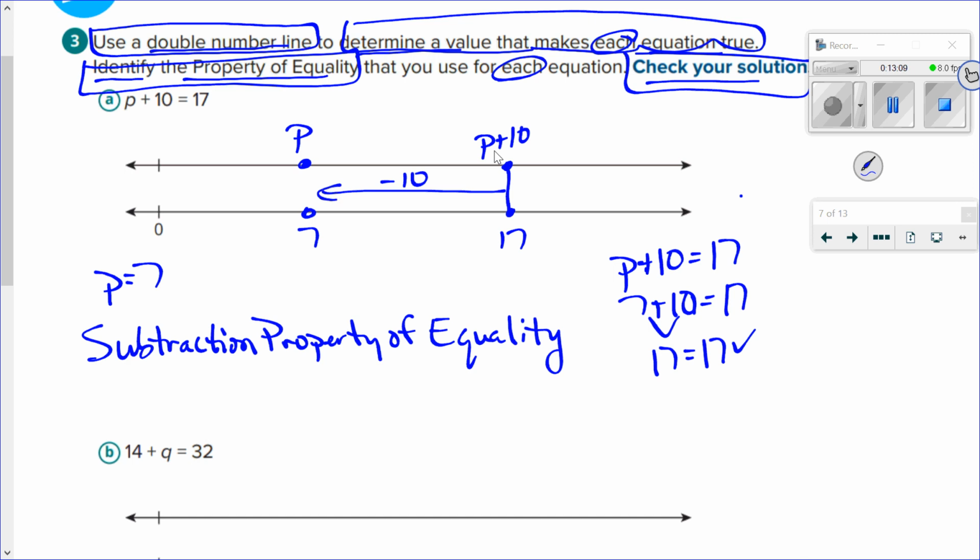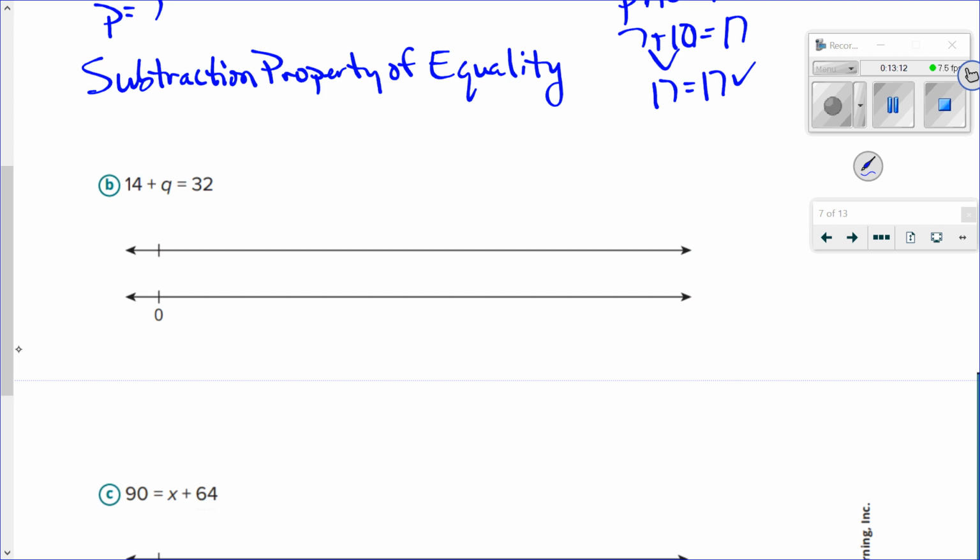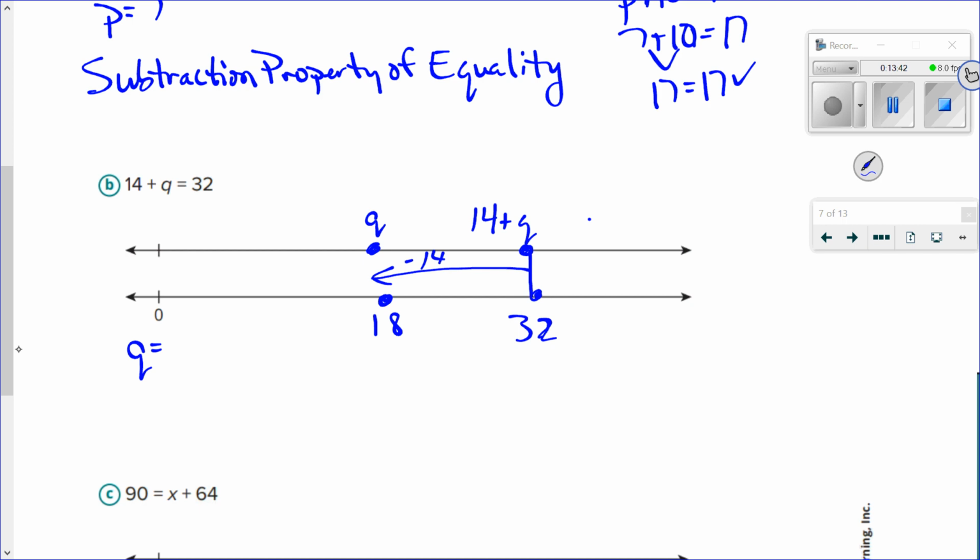Okay? Our second one. We have 14 plus Q equals 32. So my 32 goes on the bottom. How do I get to where Q is? Minus 14. So I'm going left 14 to get to where Q is. And if I take 14 from 32, I get 18. So my solution is, not P, this one is Q, equals 18. We use subtraction property of equality again.